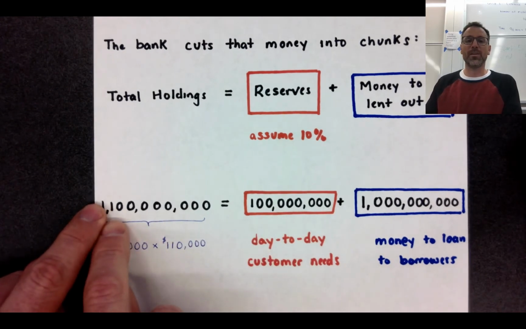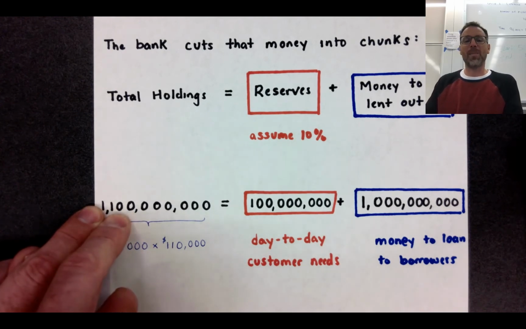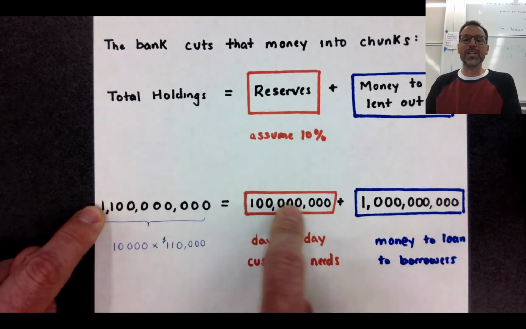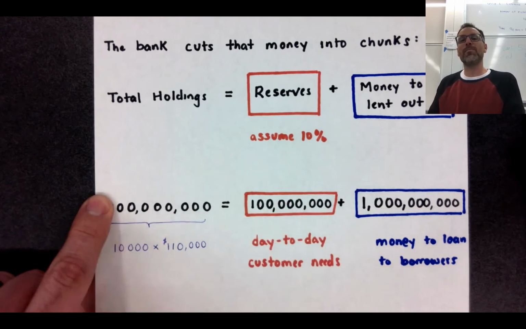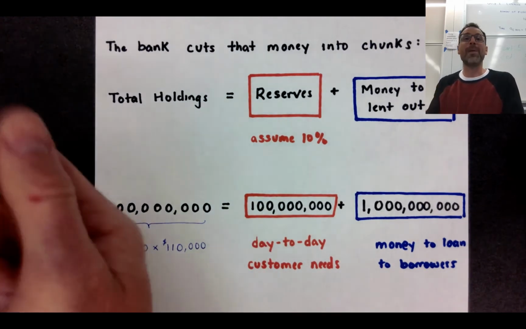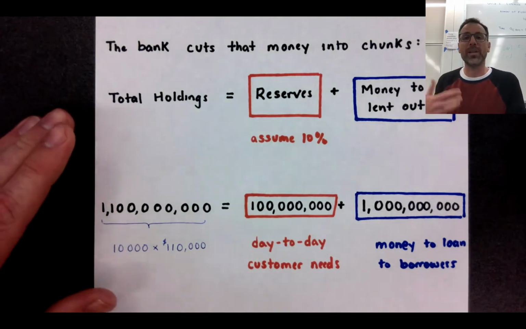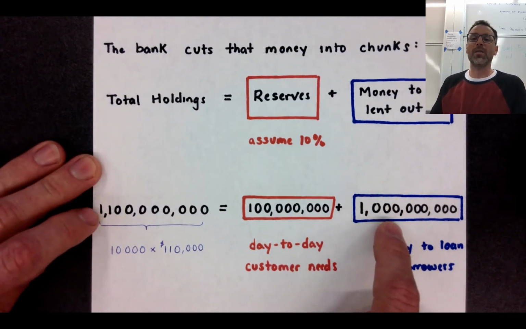And then we're going to assume that we put 10% of that in reserve. So 10%, literally, we just chop off some of this. This is not pure 10%, because 10% would be 110 million. But we're going to assume that we put $100 million in reserve. So we keep that as a way to pay out the daily expenses, and we make sure we can give people their money back. And then everything else we're going to lend out to others.